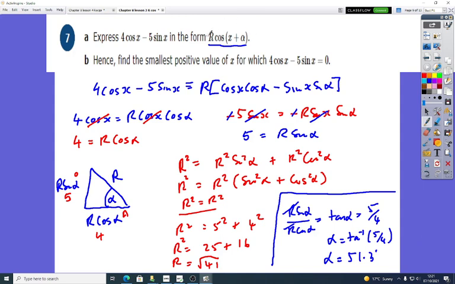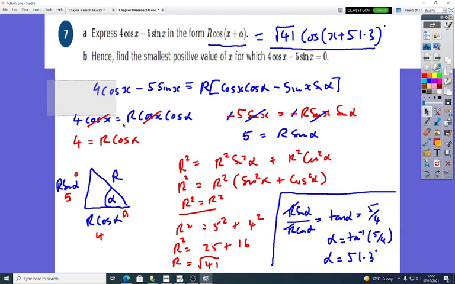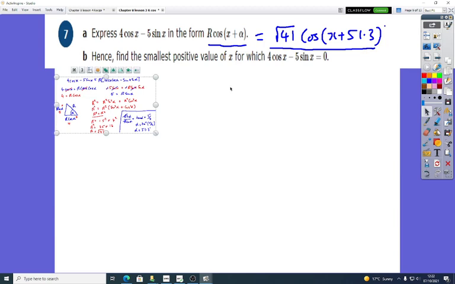So now you've got this in this form, which equals root 41 cos(x plus 51.3). So you've done that first part. Now it's important that you do the first part in order to help you do the second part. Just give me 1 second. Now, if I put that one side, and see how that's going to help me.